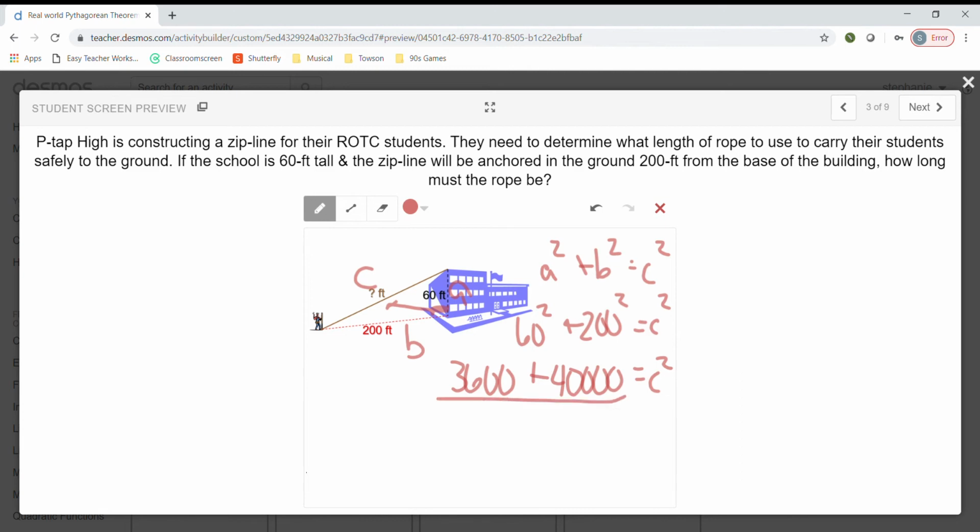All right, can I add these two together? Yes, I can. So I have 40,000 plus 3,600. It's going to be 43,600. I take my square root. C is going to be equal to 208. So in order for it to have enough rope, they need to have 208 feet of rope, just a little over.